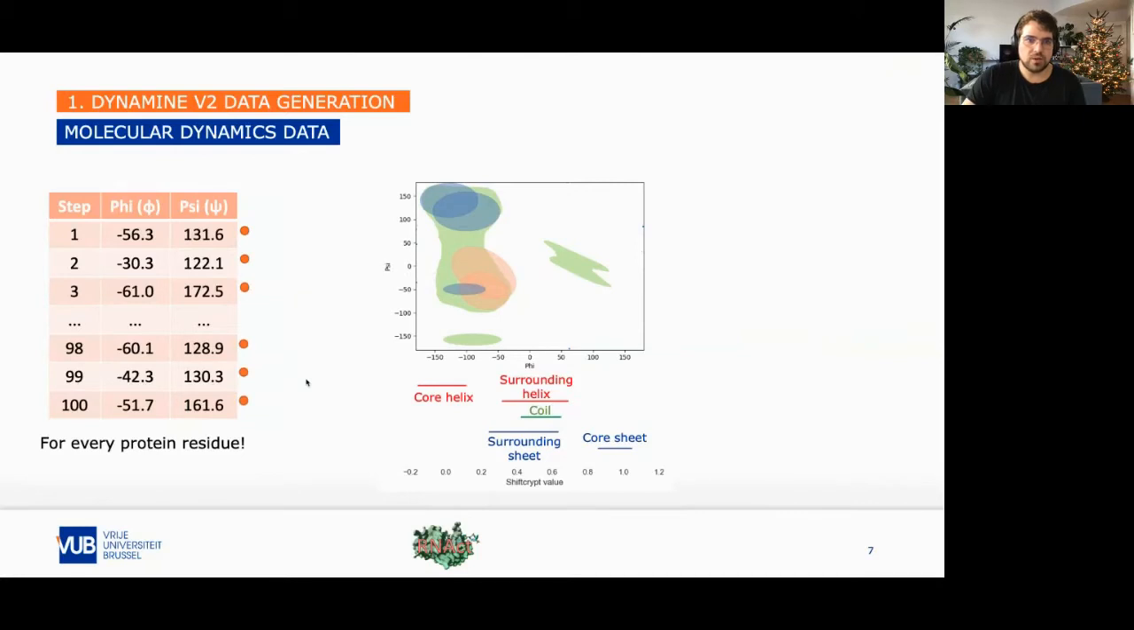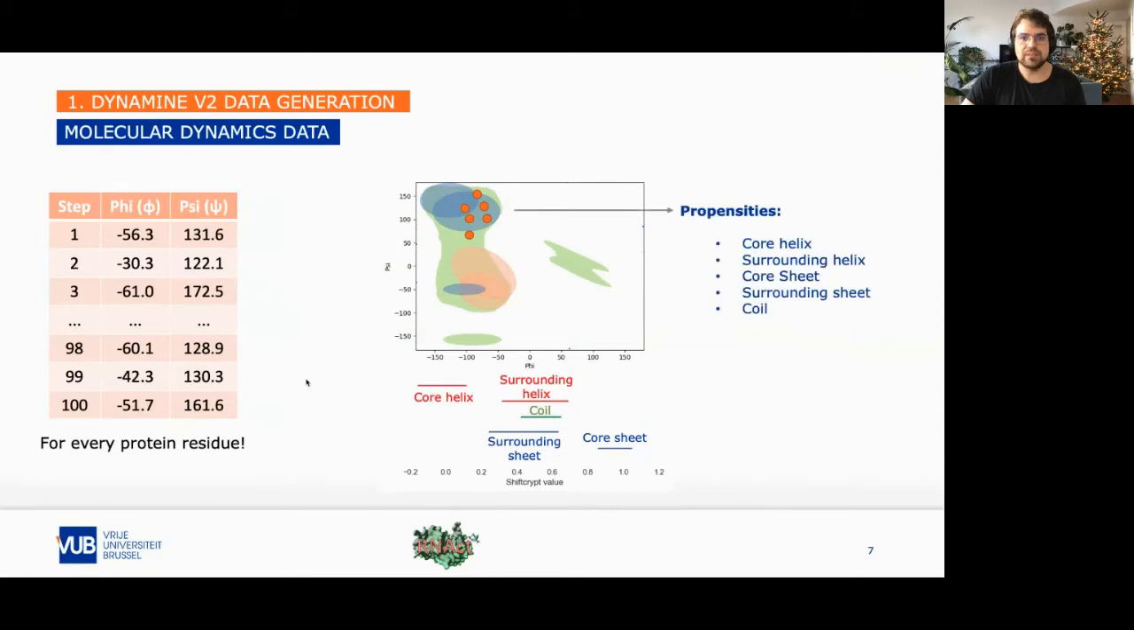When we get the coordinates for the phi and psi angles and put them into our Ramachandran plot, we can derive how likely it is for this amino acid to be found in a core helix, surrounding helix, etc. And from how much this amino acid moves in this plot with each time step, we can deduce the dynamic parameter. In this case, this amino acid has not been moving much, staying pretty much in the same region, therefore it has a low dynamic parameter. However, if you have an amino acid here in purple that has been moving around the region a lot, then it has a very high dynamic parameter. In total, we have 6 labels per protein and residue.